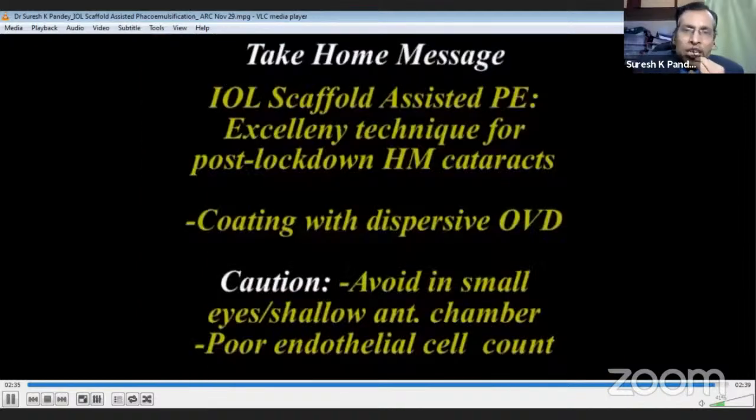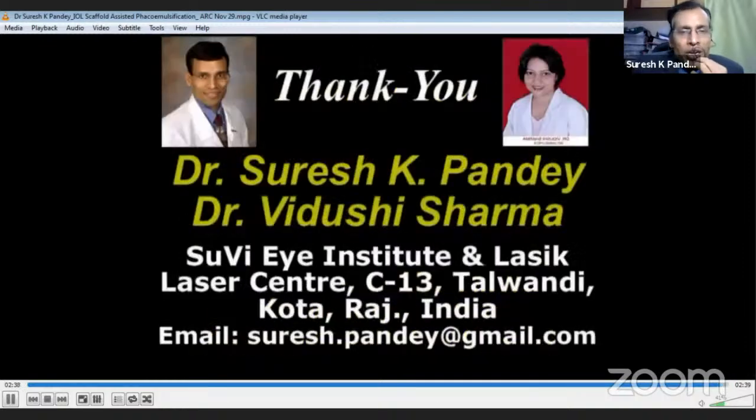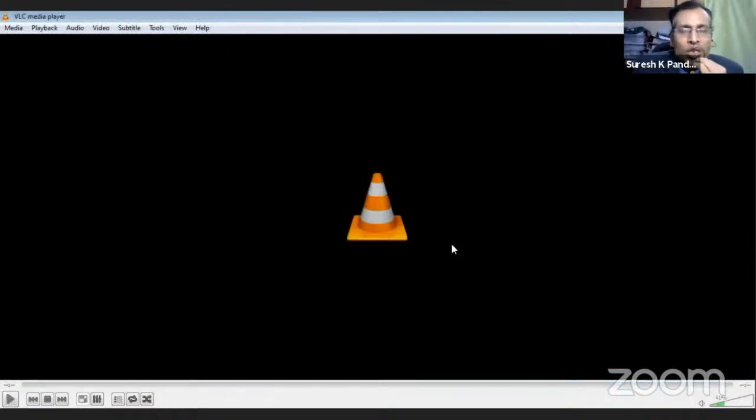This technique, AIOS scaffold assisted phaco, can be a very helpful technique to manage the white mature Morgagnian hypermature cataract, especially which are not uncommon during the post-COVID lockdown time.